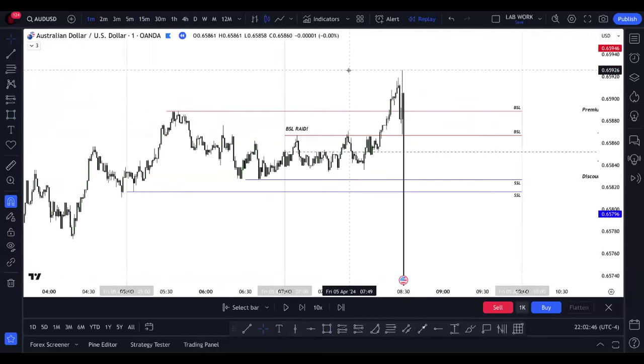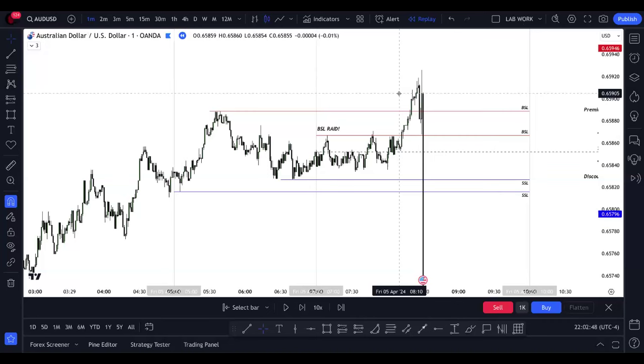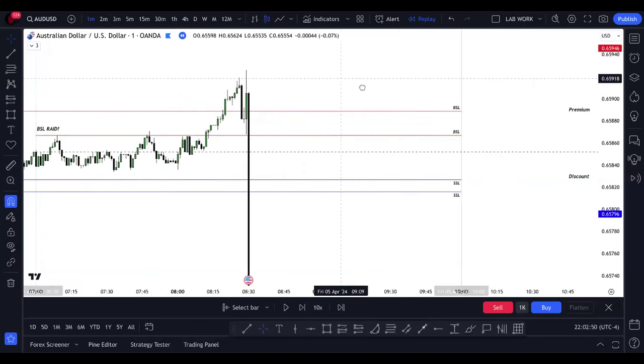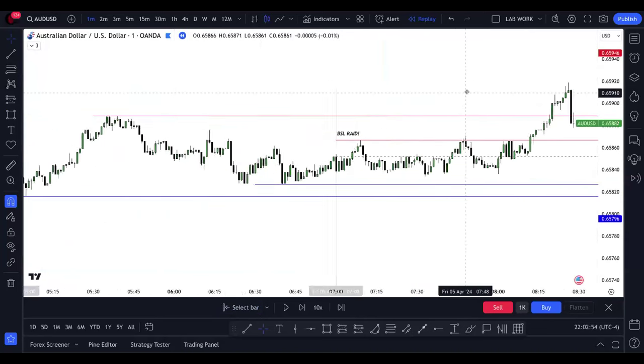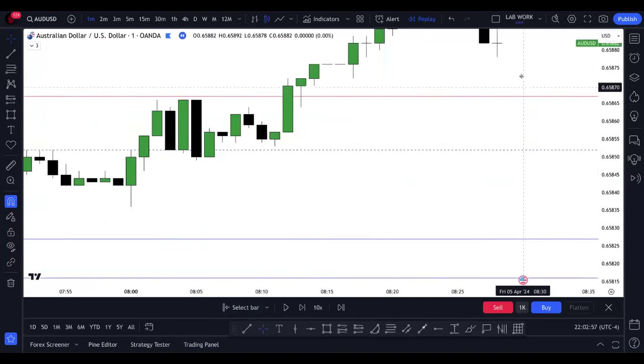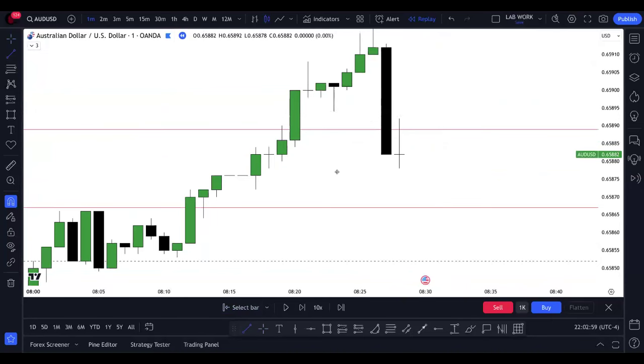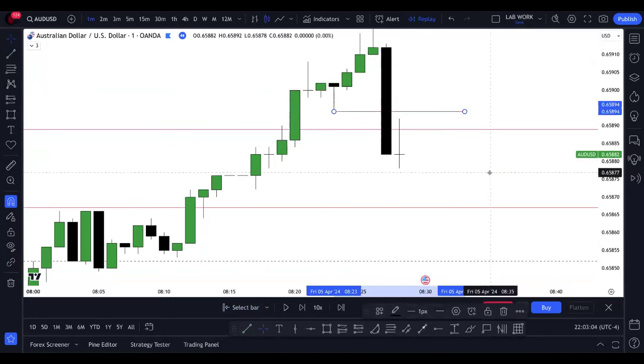Look at that. Look at the framework. Right? Look at the entry. The entry technique is right there in front of your face. People are like, oh, I don't see the entry. Right here. Look at that. What's that? Swing low.